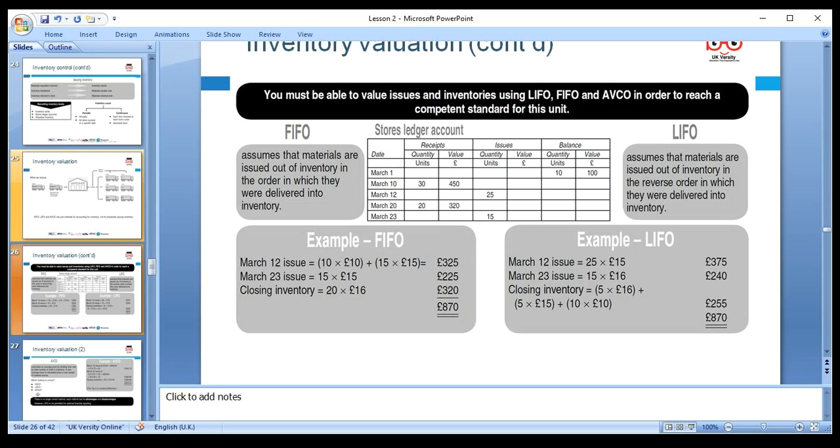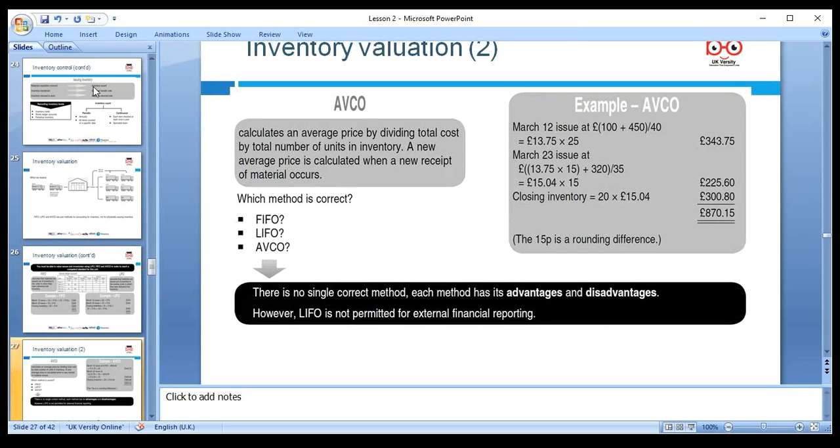And then for LIFO, we're going backwards. So we look at whatever inventory we had before the date of issue. If we're issuing 25 units, they come from the latest box first, and then the second box goes back. So 15 units will be issued at £16 each, and that will give the total value of issuing. Total inventory minus the total value of issuing, the remainder will be the closing inventory. So that's the way we can calculate.